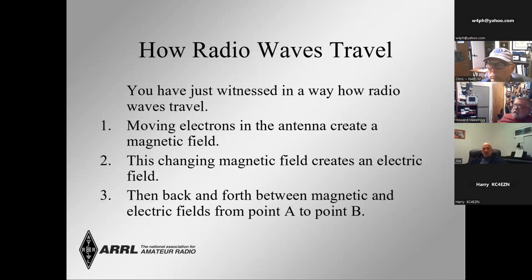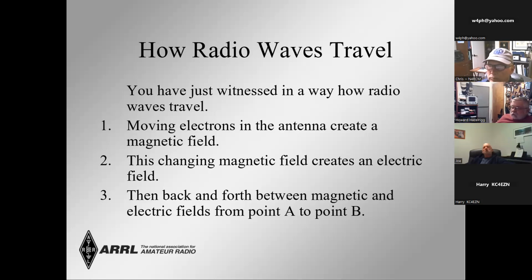Moving electrons in the antenna create a magnetic field. This changing magnetic field creates an electric field. When the magnetic field collapses is when it creates the electric field. The electric field then builds up during the collapse, and then it collapses. And during the collapse of the electric field, it generates the magnetic field. And this goes on forever.